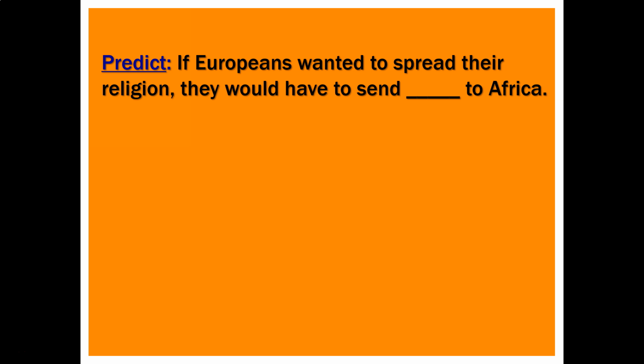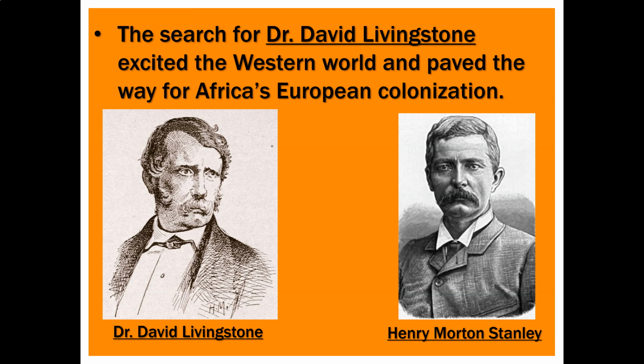So, let's assume that Europeans want to spread their religion, which of course was Christianity at this time. To do that, they would have to send missionaries to Africa. And the reason I bring that up is one of the really first big modern focus on Africa from the European perspective comes with this man on your left, Dr. David Livingston. He was a Scottish missionary, and he spent decades traveling across Africa doing missionary work and exploring work and so forth. And then he went missing.